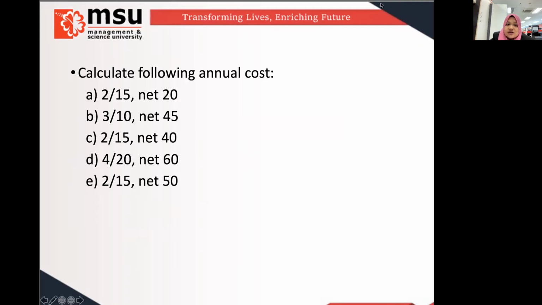Right, so that's all for working capital management. To sum up, working capital management is the management of current assets and also current liabilities. Current assets are cash, inventory, and accounts receivable. Current liabilities are accounts payable and accrued liabilities. Okay, so only these two are the elements that will be included in working capital management.